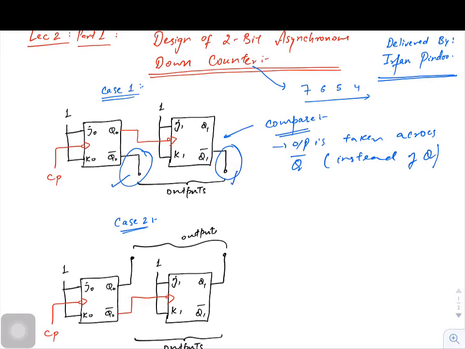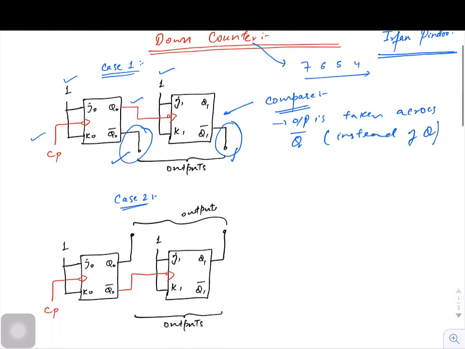The rest, the clock remains the same, J and K are connected in toggle mode, and the output is acting as a clock for the second stage. So all the things are the same. What we can see, suppose the up counter that we have studied in the previous classes, if this is Q1 and Q0 is LSB. Why is it LSB? Because the clock pulse is connected to it.